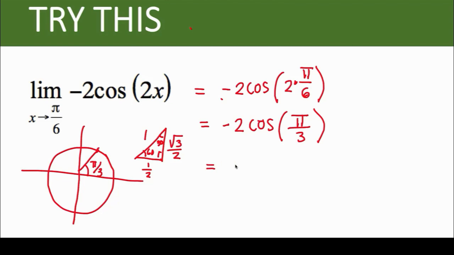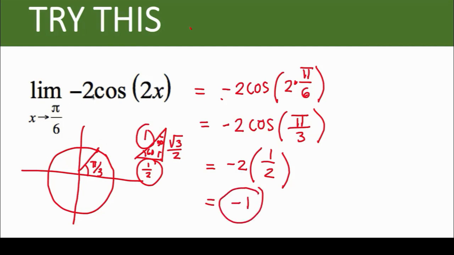So this becomes negative 2 times cosine of pi over 3, which is 1/2 over 1, or 1/2. And therefore, by substitution method, we arrive at a value that is equal to negative 1. So the limit of negative 2 cosine of 2x as x approaches pi over 6 is negative 1.